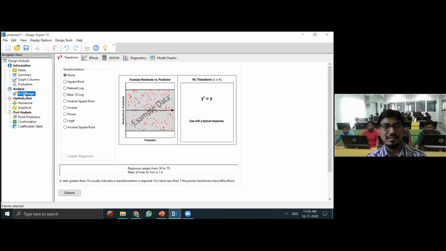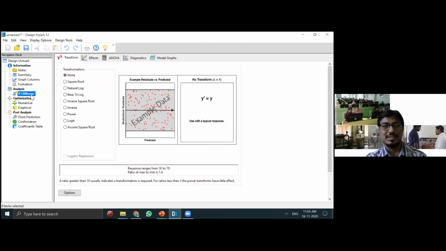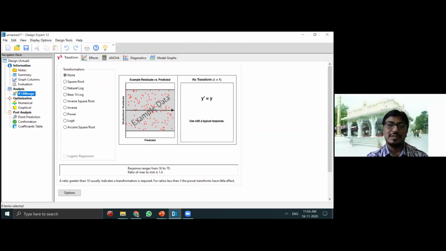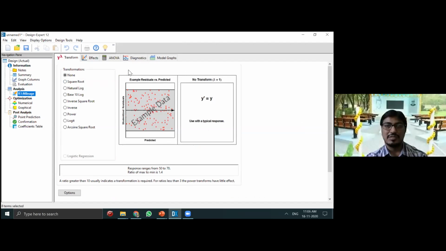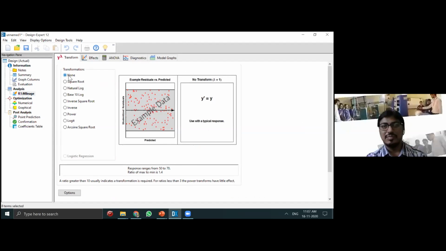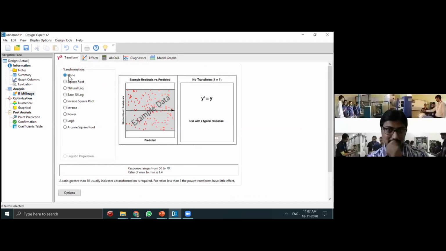Once you go for analysis, let us see. On the mileage, this is the response I mentioned. When you click on the mileage, I'll bring this down. One screen of this kind will be visible for us. Usually, initially we keep it none. We don't need any transformation. I'll keep it on none. If it is needed, then the Box-Cox plot will tell me if I need any transformations.